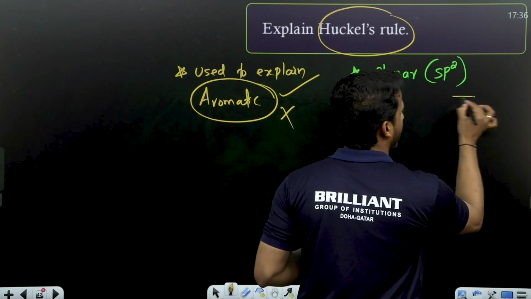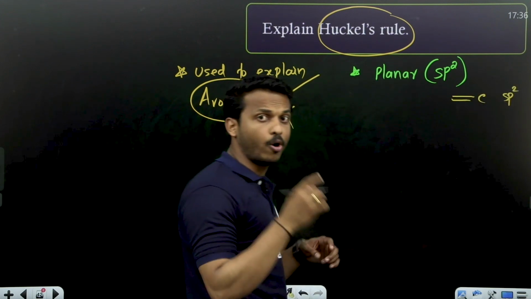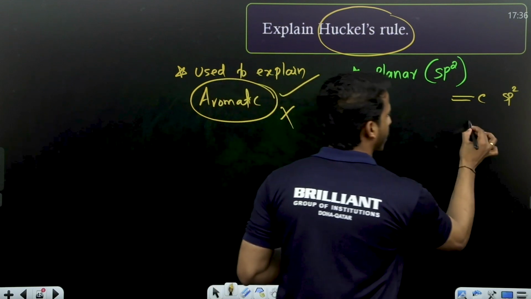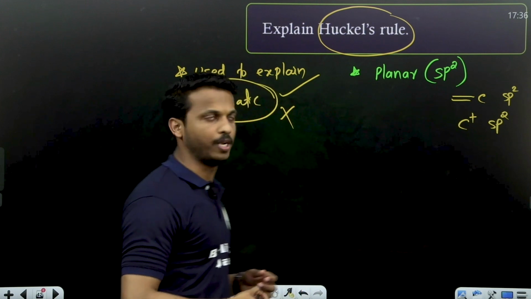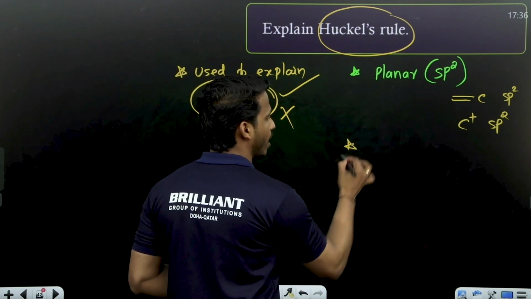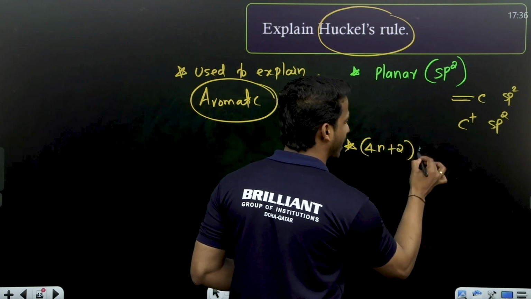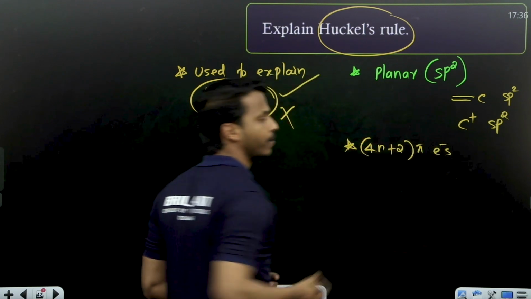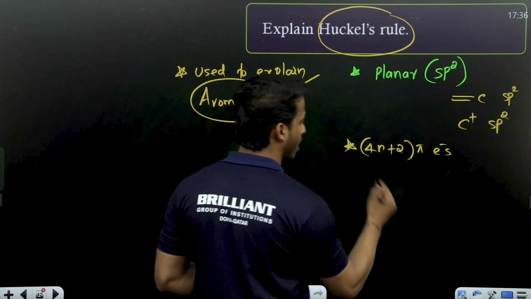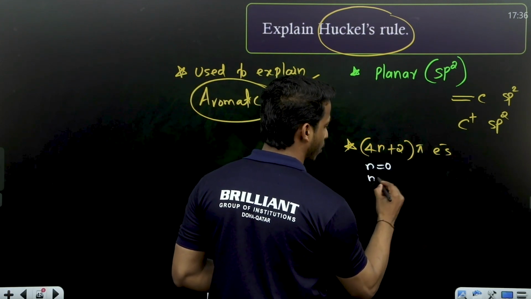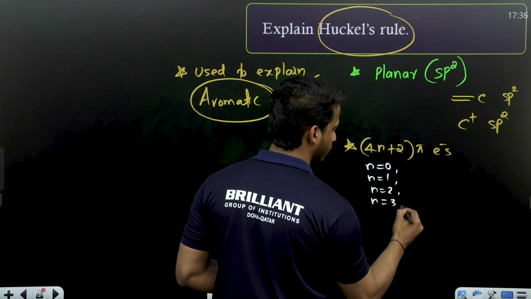And how can you understand whether it is sp2 or not? Dear all, generally double bonded carbons are sp2. Carbocation also sp2. Keep in mind. Second one, it should contain 4n plus 2 pi electrons. What is the n value? Here the n value can be 0, 1, 2, 3, etc.